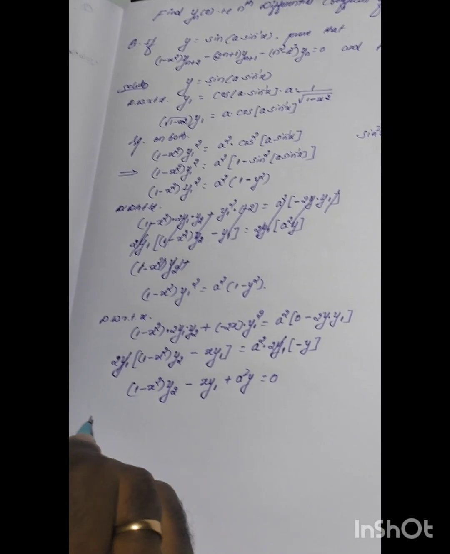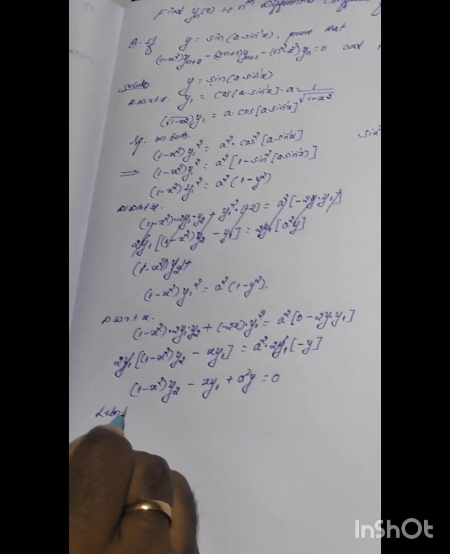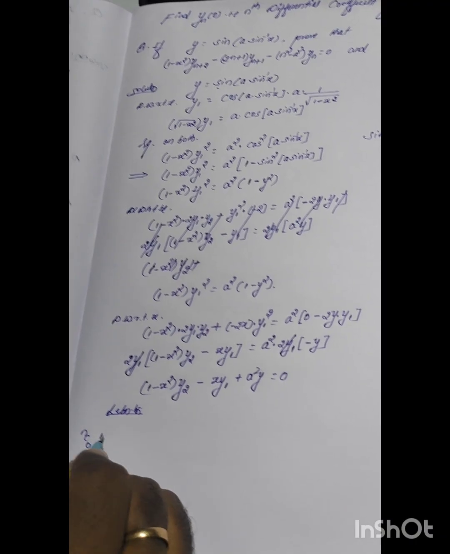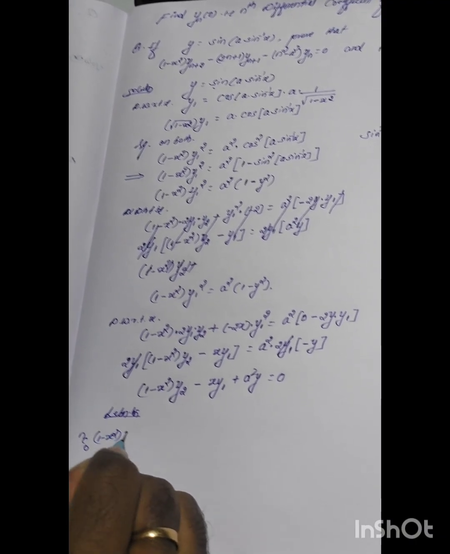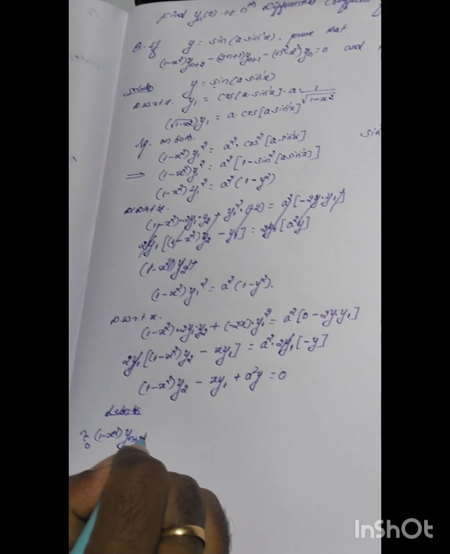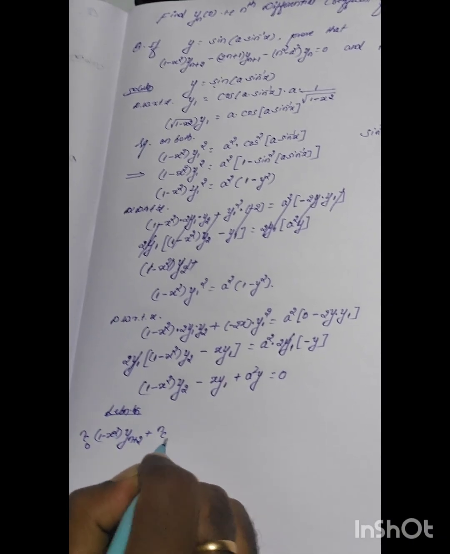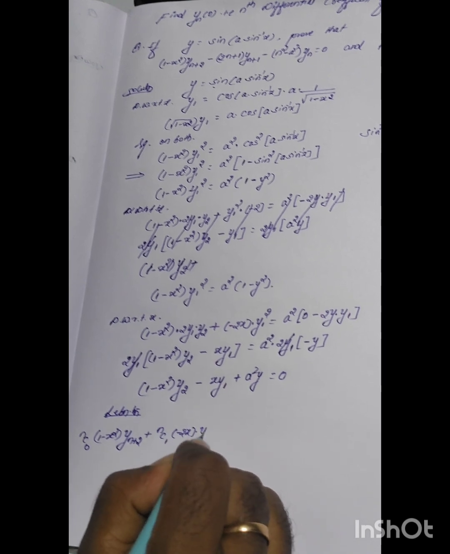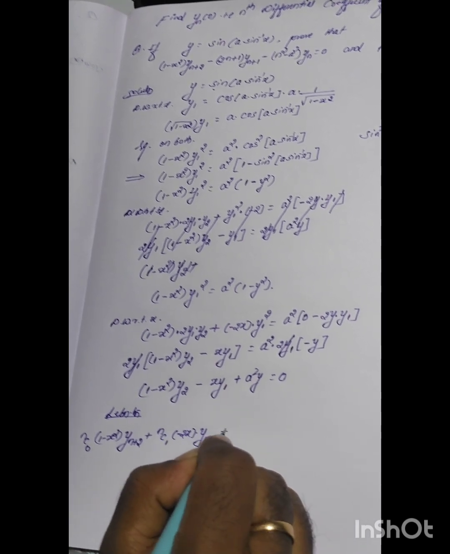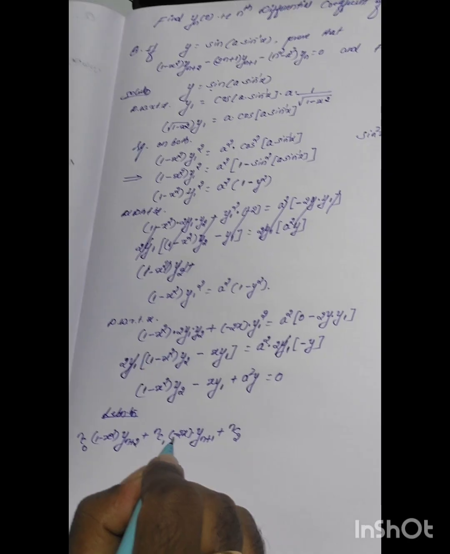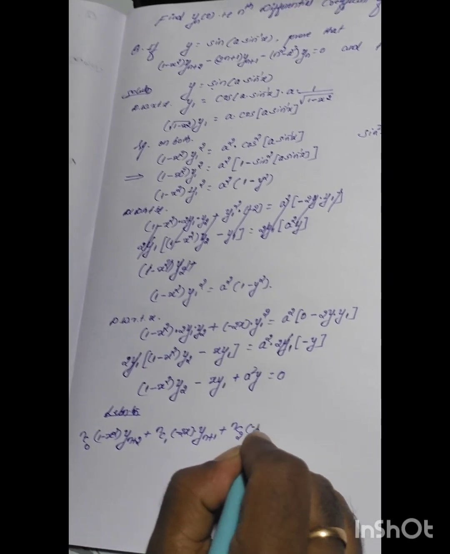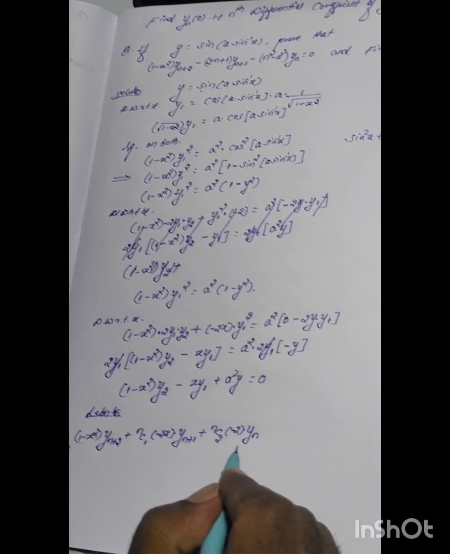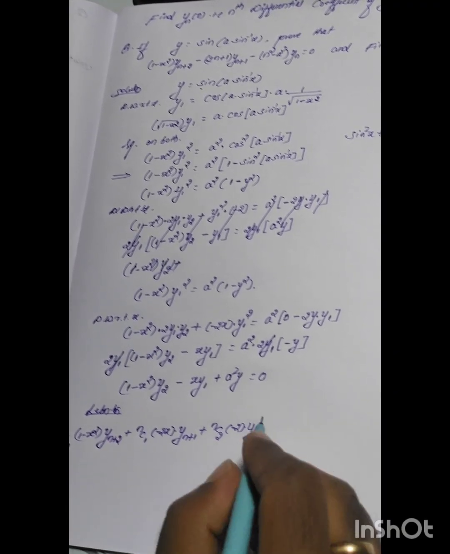Now let's apply the Leibnitz rule. On Leibnitz rule what happens? nC0 (1 minus x square) into y(n+2), plus nC1, the derivative of 1 minus x square is minus 2x, into y(n+1), plus nC2 into the derivative of minus 2x, which is minus 2, into yn. So that ends the nth derivative of the first term, because the next term will become 0.